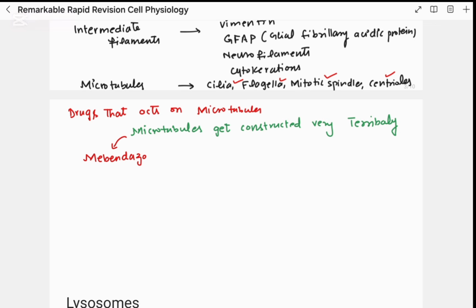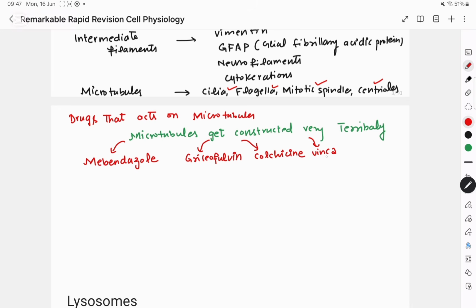So with this M, we have mebendazole, which is an antihelminthic drug. With this G, we have griseofulvin, which is an antifungal drug. This C is for colchicine, which is an anti-gout. Vinca alkaloids and T for taxanes, both of which are anti-cancer drugs.